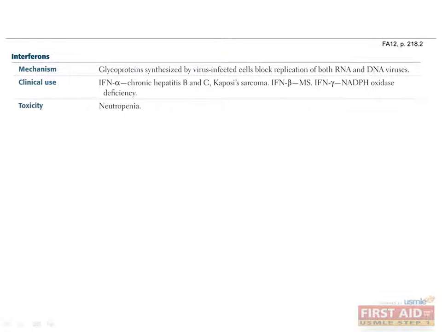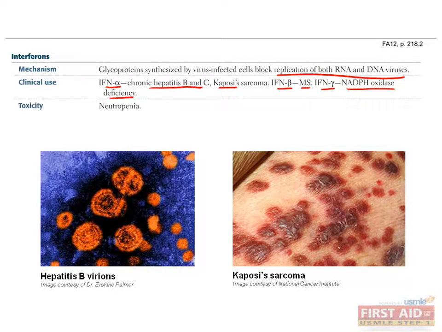Interferons are glycoproteins synthesized by virus-infected cells that block the replication of both RNA and DNA viruses. Certain interferons warrant mention, such as interferon alpha, which is used for chronic hepatitis B and C, and Kaposi sarcoma. Interferon beta is used for multiple sclerosis, and interferon gamma is used in patients with NADPH oxidase deficiency. Interferon beta has shown some effectiveness in the treatment of multiple sclerosis.